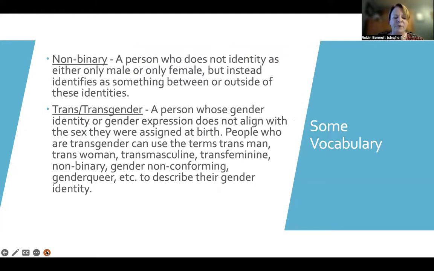Non-binary describes a person who does not identify as either only male or only female, but instead identifies as something between or outside of these identities. And it's important to remember that not everyone is choosing to become either a man or a woman if they are trans. Many people are non-binary. They are not on that spectrum of man or woman. Trans and transgender describes a person whose gender identity or gender expression does not align with the sex they were assigned at birth. People who are transgender can use the terms trans man, trans woman, trans masculine, trans feminine, non-binary, gender non-conforming, gender queer, and other terms to describe their gender identity. Next slide.